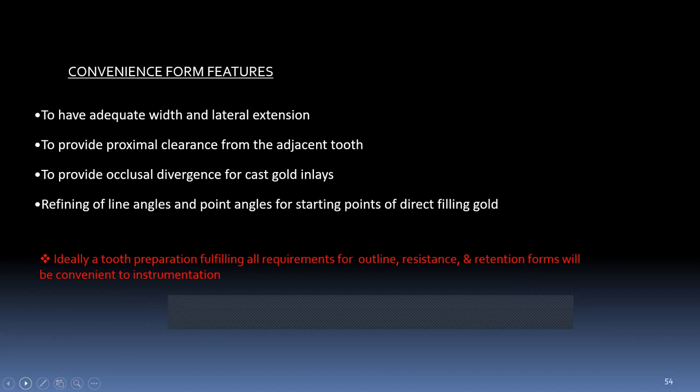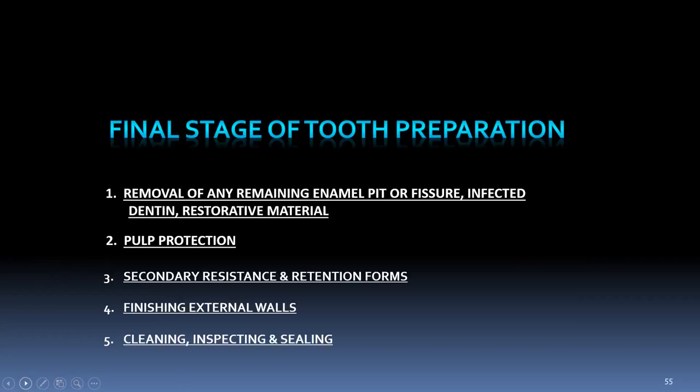It should provide proximal clearance from the adjacent tooth to provide occlusal divergence for the cast gold inlays, and there should be a refining of the line angles and point angles for starting points in case of direct filling gold. So ideally, tooth preparation should have all the requirements for outline, resistance, and retention forms, and these should be used for the convenience of the instrumentation.